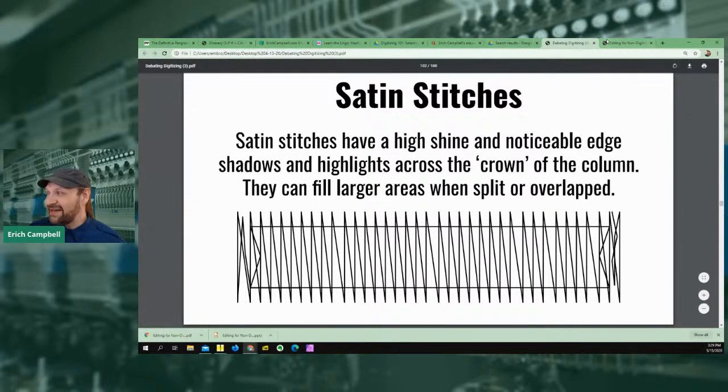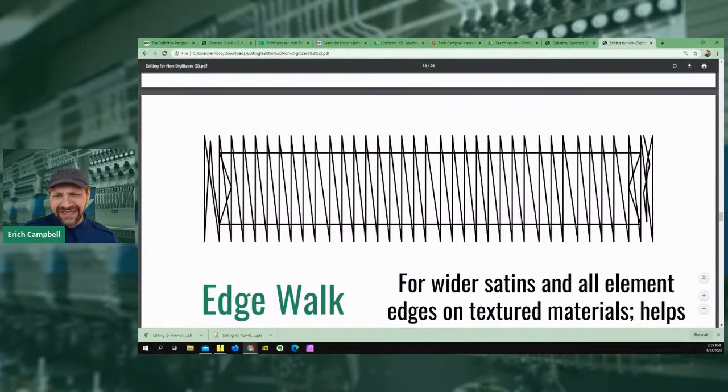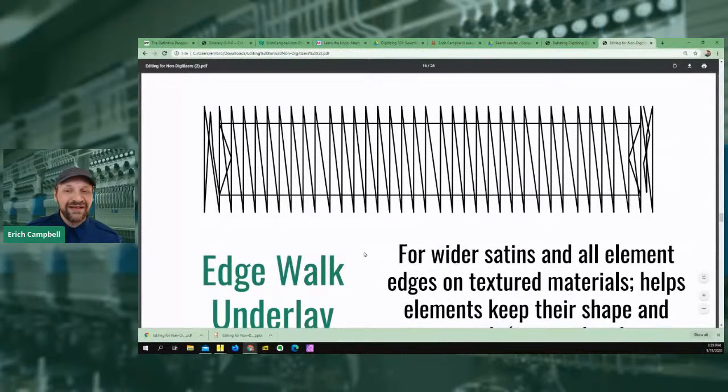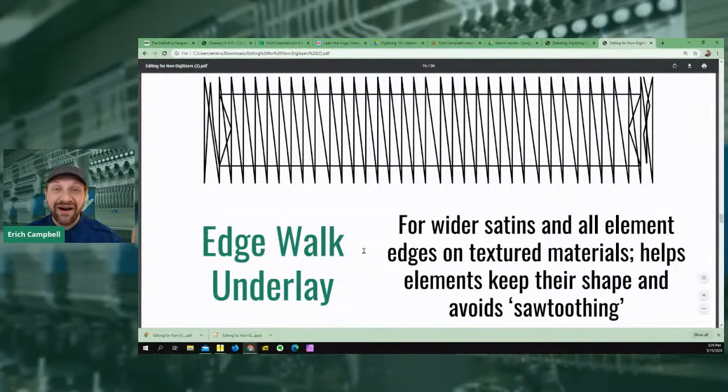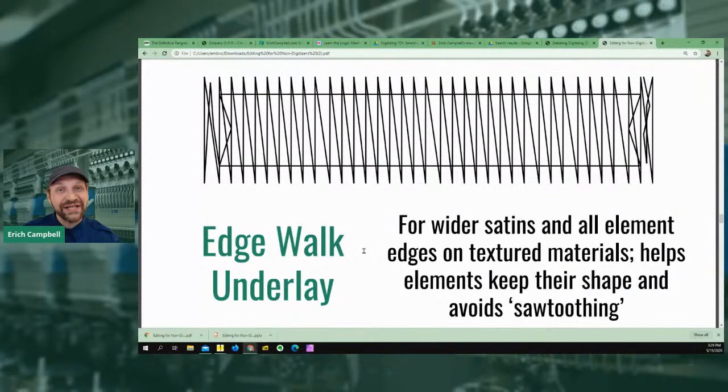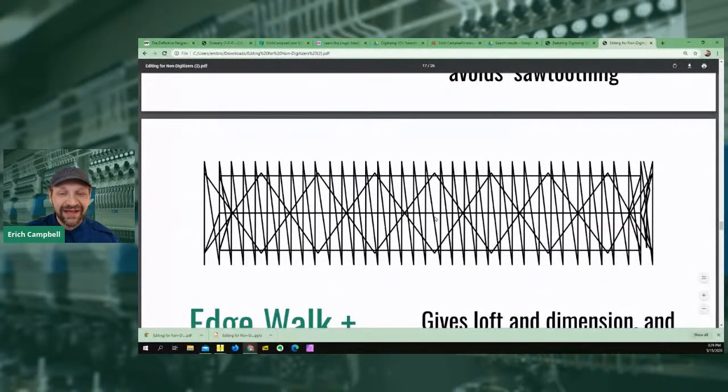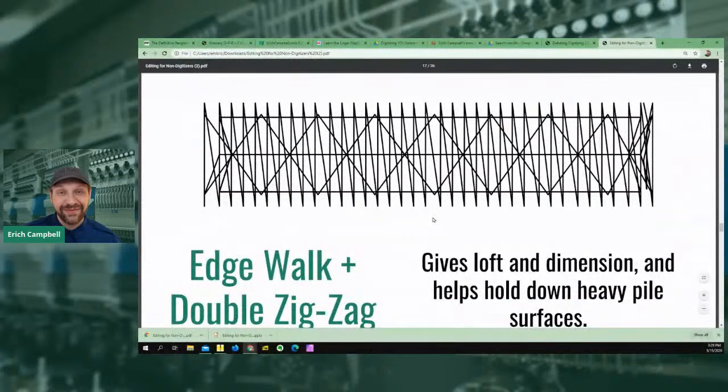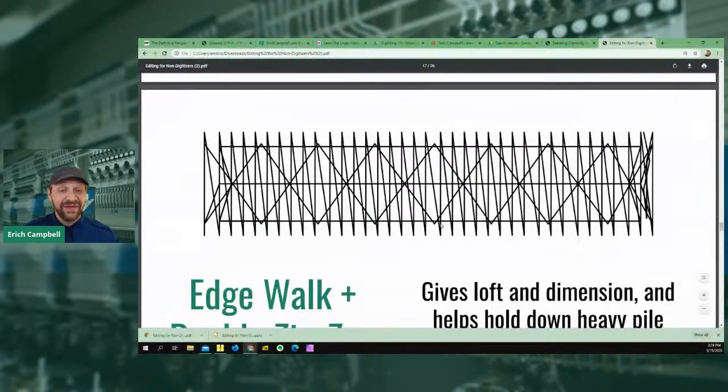It's the same thing when we're talking about underlay styles, right? Underlay styles can be called all sorts of different things, and it doesn't necessarily mean there's anything different about them. Depending on what software you have, this can be a contour underlay or an edge walk underlay. These are the same thing. Same thing here. We have edge walk plus double zigzag, which could also be a contour plus zigzag. This also sometimes is referred to as a German underlay.